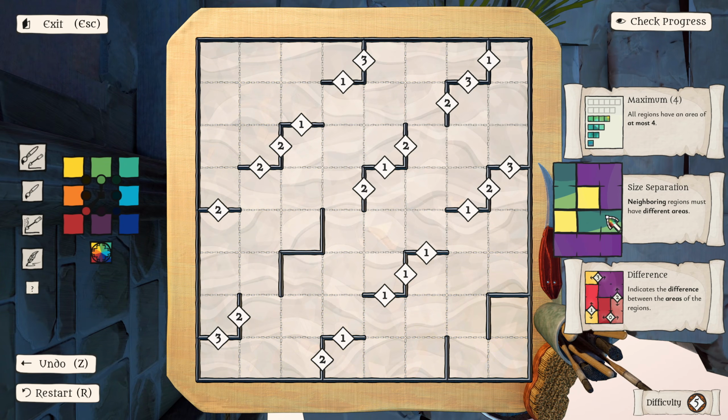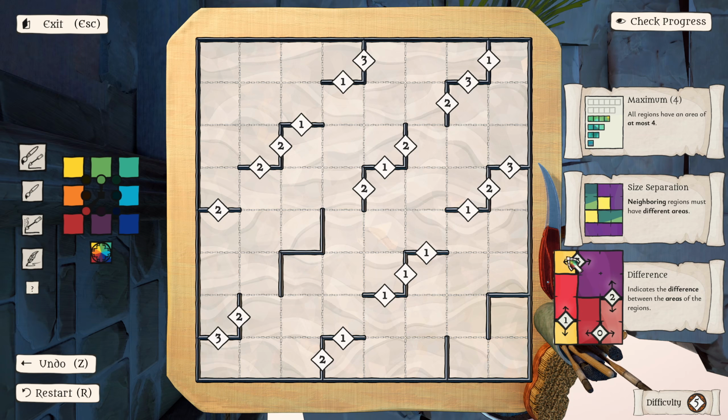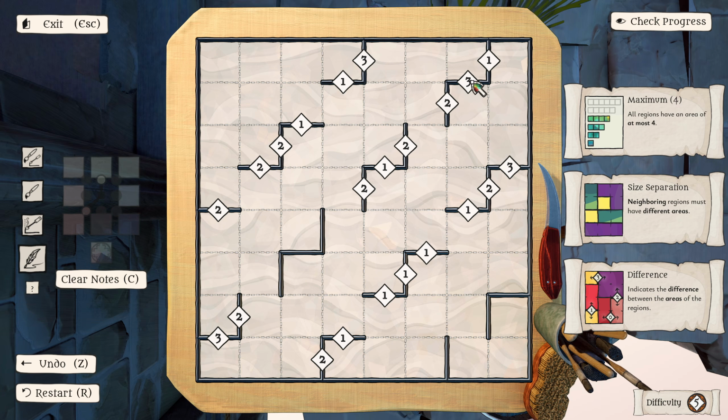Max 4, size separation. Neighboring regions must have different areas and the difference arrows. Okay, so things we know. On a max 4 with a difference of 3, this has to be a 1-4 pair. We don't know which way around it goes, but it's a 1-4 pair. This is also a 1-4 pair. This is a 1-4 pair. And this is a 1-4 pair.